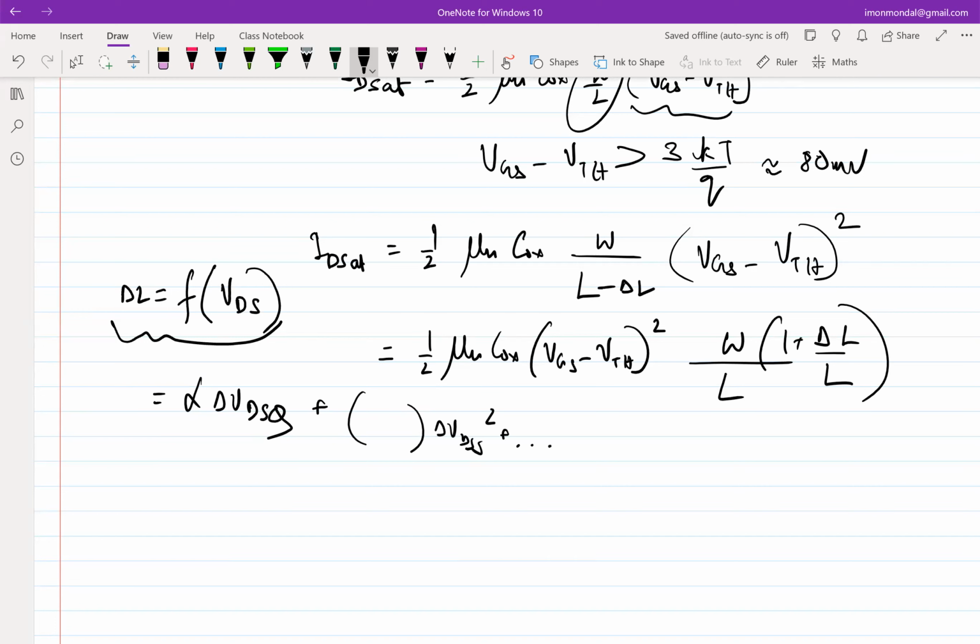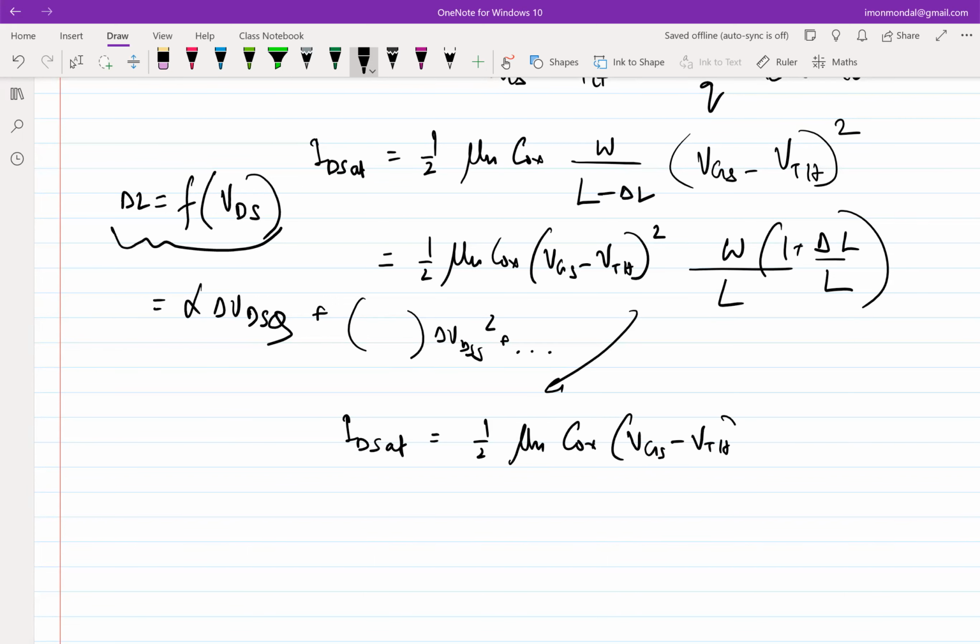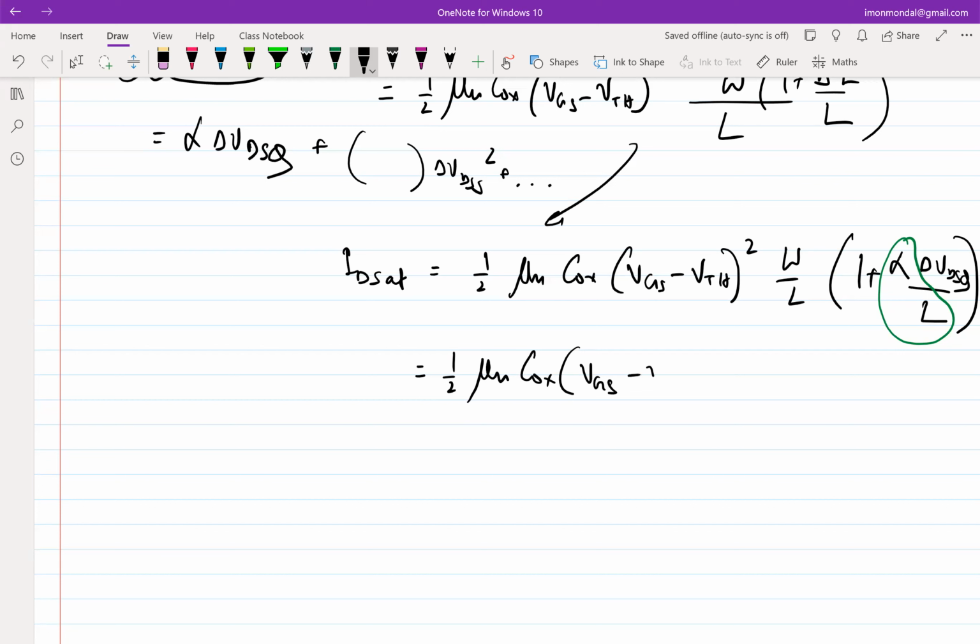So ID sat becomes half UN Cox, W by L, VGS minus threshold voltage whole square, times 1 plus some alpha delta VDSQ over L. And this alpha over L is popularly referred to as lambda in the literature. This should have been delta VDSQ, because we are doing it on top of VDSQ.